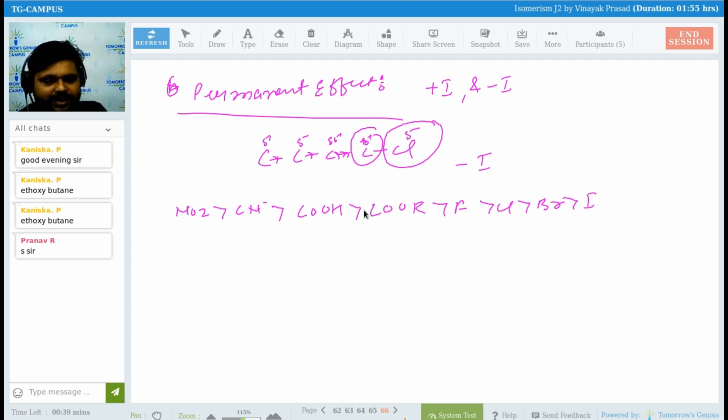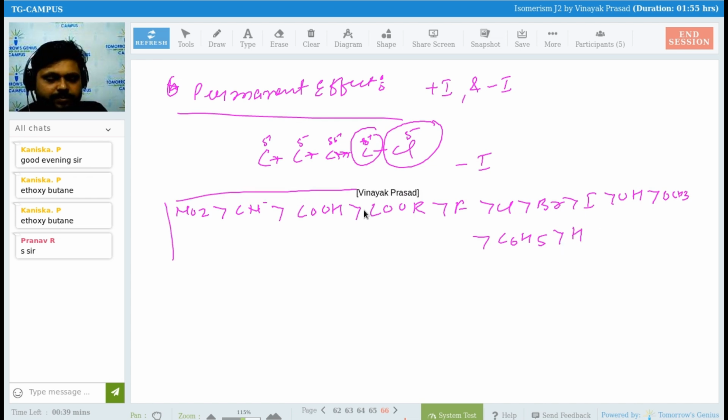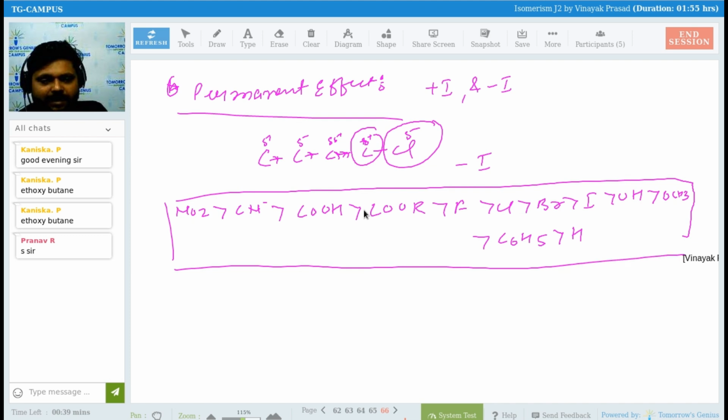Electron withdrawing groups. Apart from this, OH will be there, and phenyl will be there. That is, benzene will also be there. So OCH3 and C6H5 will be there, then H. These are electron withdrawing groups. If any of these is attached to a carbon chain, it means they are pulling the electron. If there is pulling of electron, that will be a minus I effect.